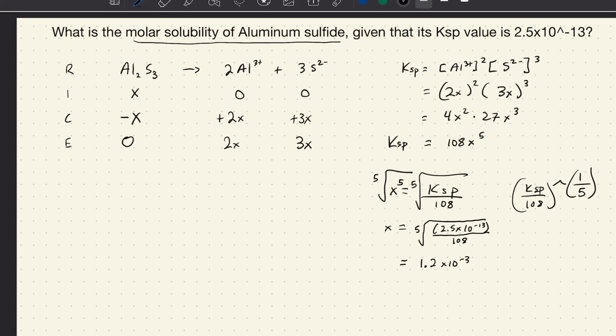Okay, so 1.2 times 10 to the minus 3 is my value for x, which is the molar solubility of aluminum sulfide. So I just put a molar on this, and that is my answer.